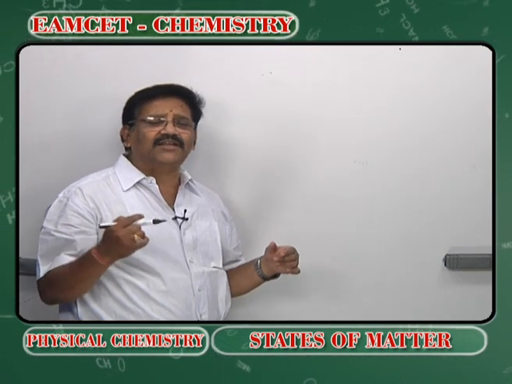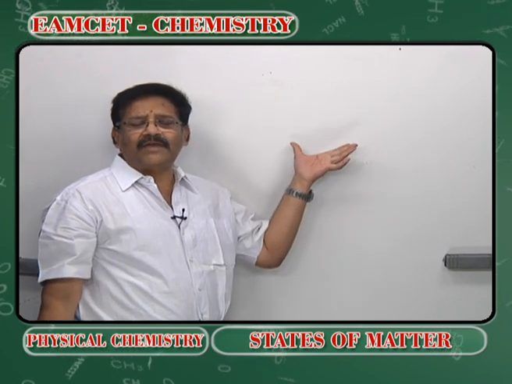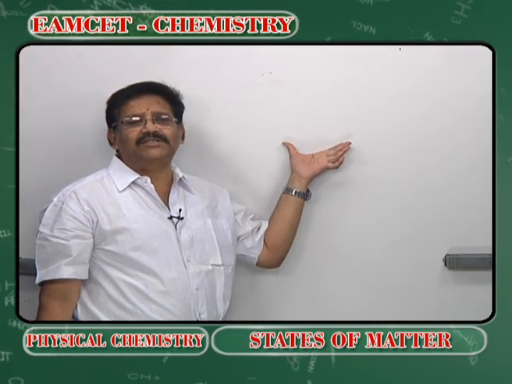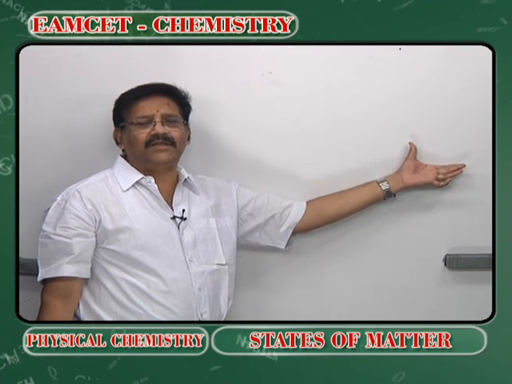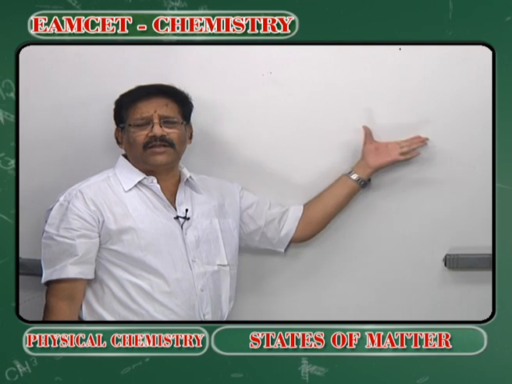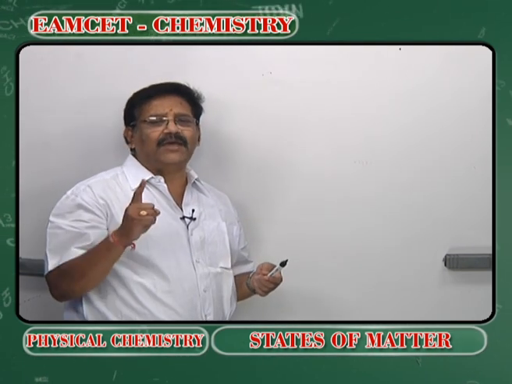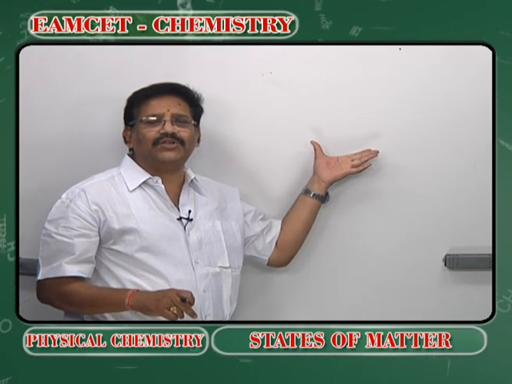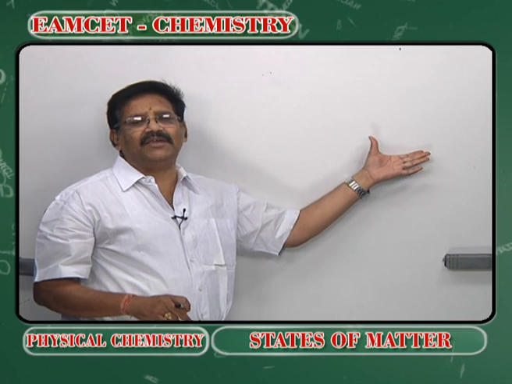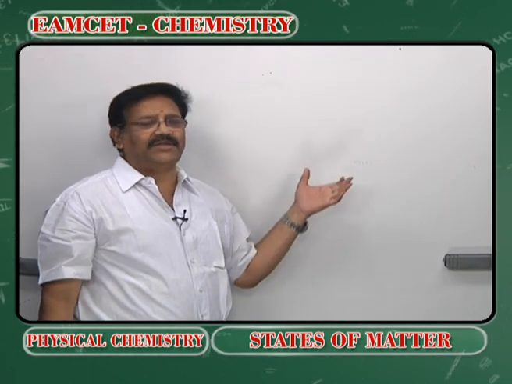And what is the other assumption that is proved to be wrong? The actual volume occupied by the gaseous molecules is negligible in comparison with the total volume. That assumption also is proved to be wrong at high pressure and low temperatures. So, gases show deviation from the ideal behavior at what conditions? At high pressure and low temperature.